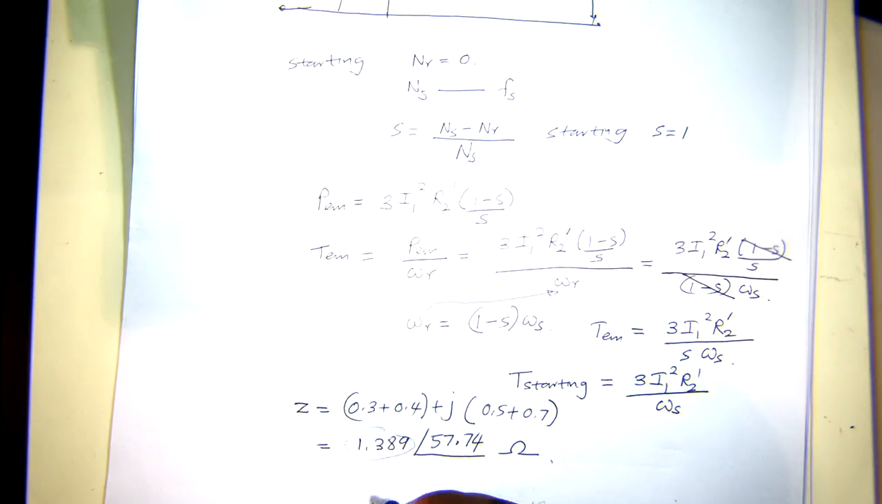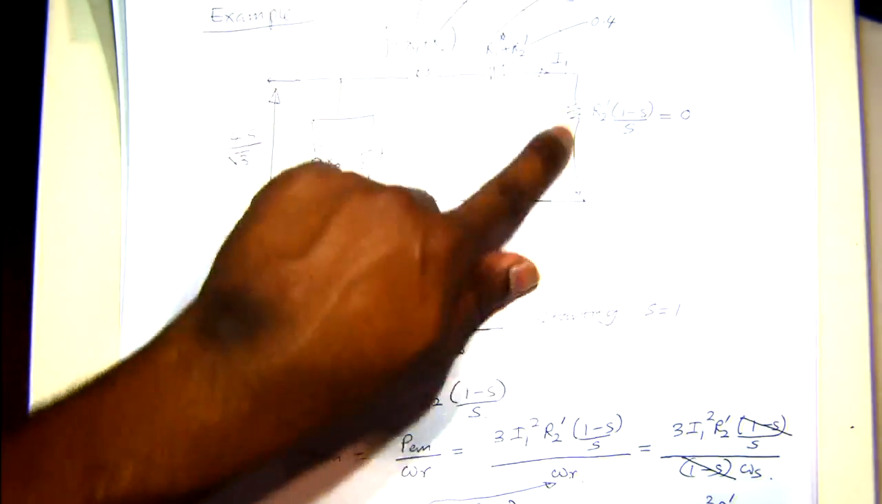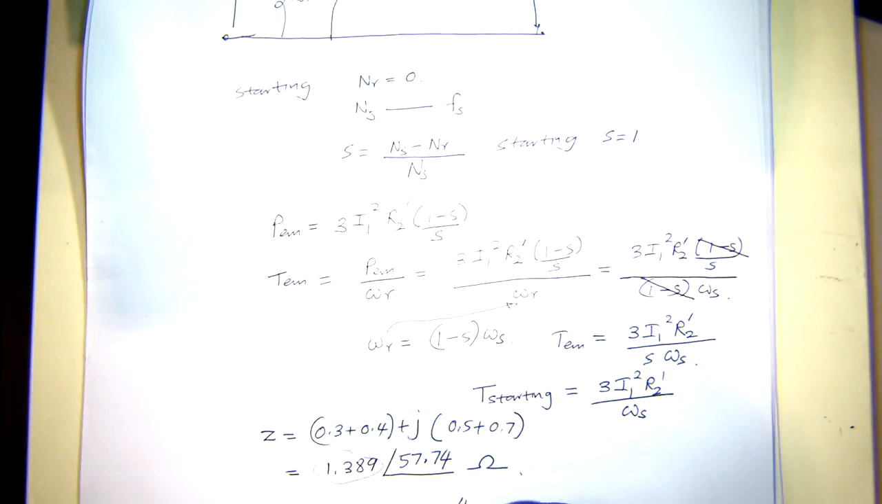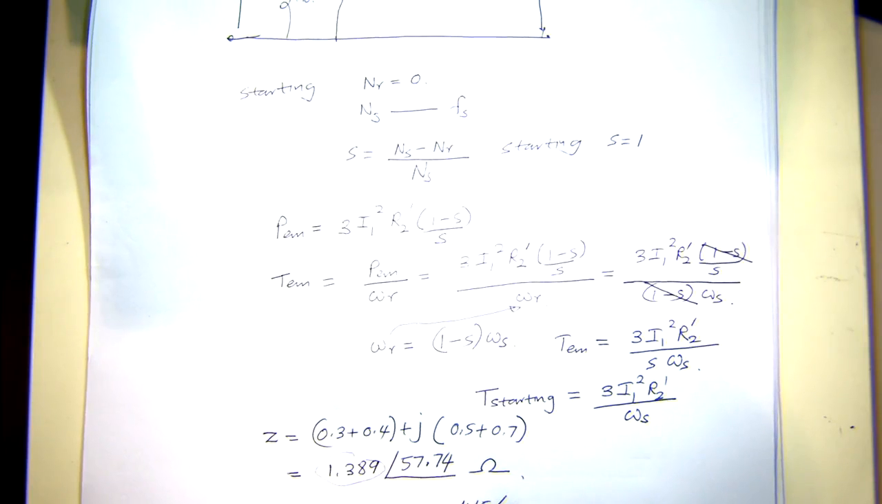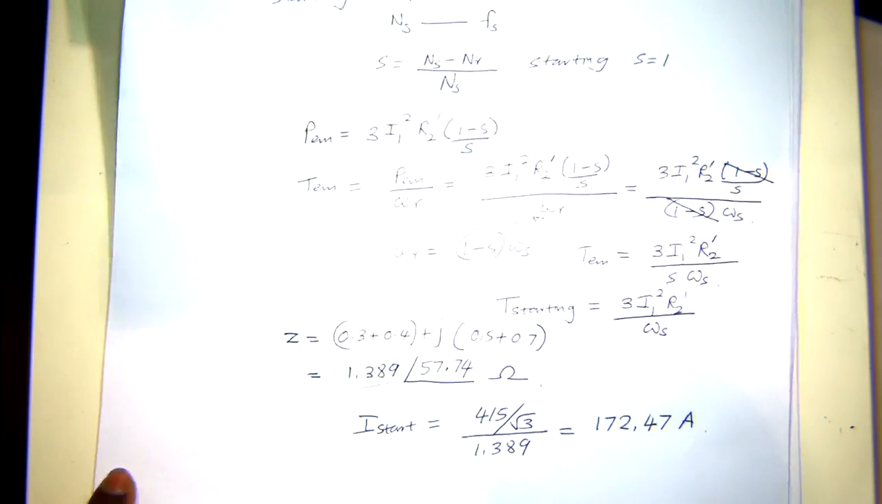So the starting current, I start, that's this particular voltage divided by the impedance of this branch. So that's 415 over root 3 divided by 1.389. So this turns out to be 172.47 amperes. So that's the starting current.